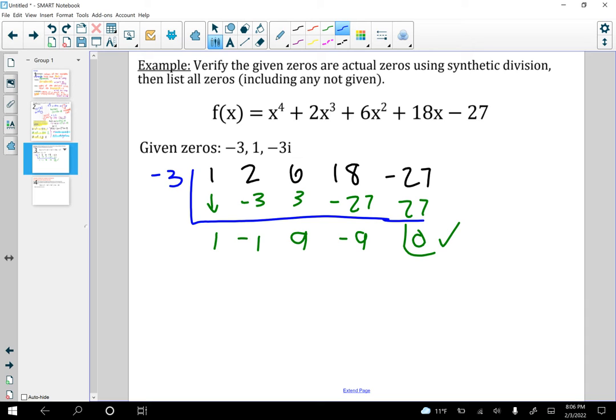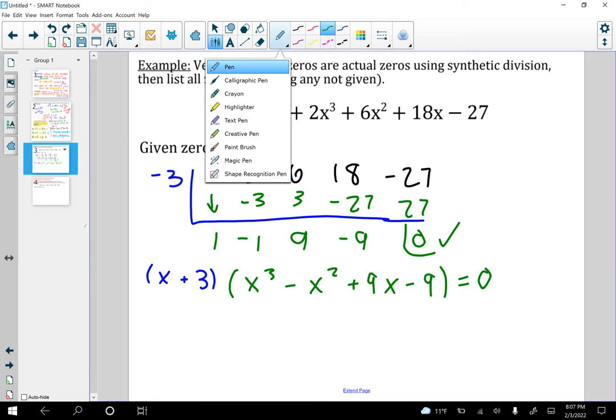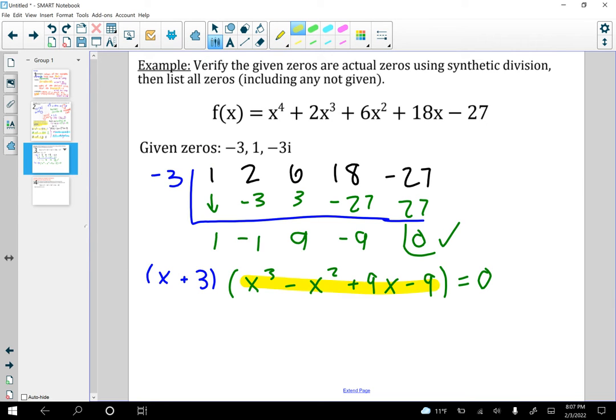So what that means is -3 is a zero. That means x plus 3 is a factor. And I technically divided it out of this degree 4 polynomial function synthetically. So I'm left with a degree 3 using the coefficients of my results here from the synthetic division: x cubed minus x squared plus 9x minus 9 is what I would be left with. Now you actually know how to factor this, and I would be a-okay in real life if you factored this by grouping and finished up the problem here.